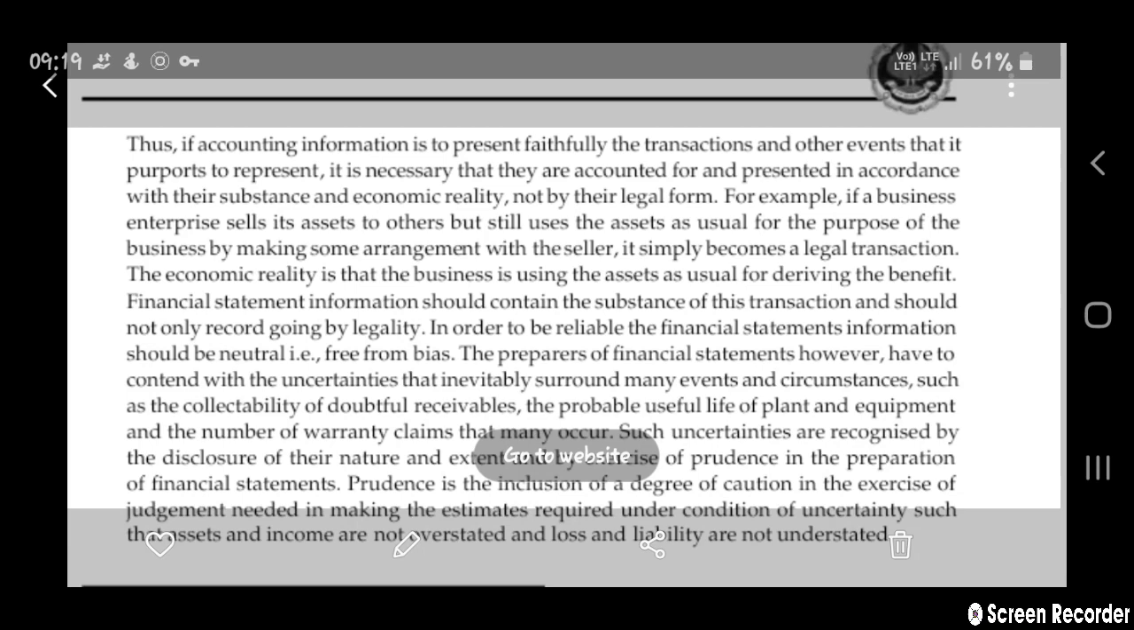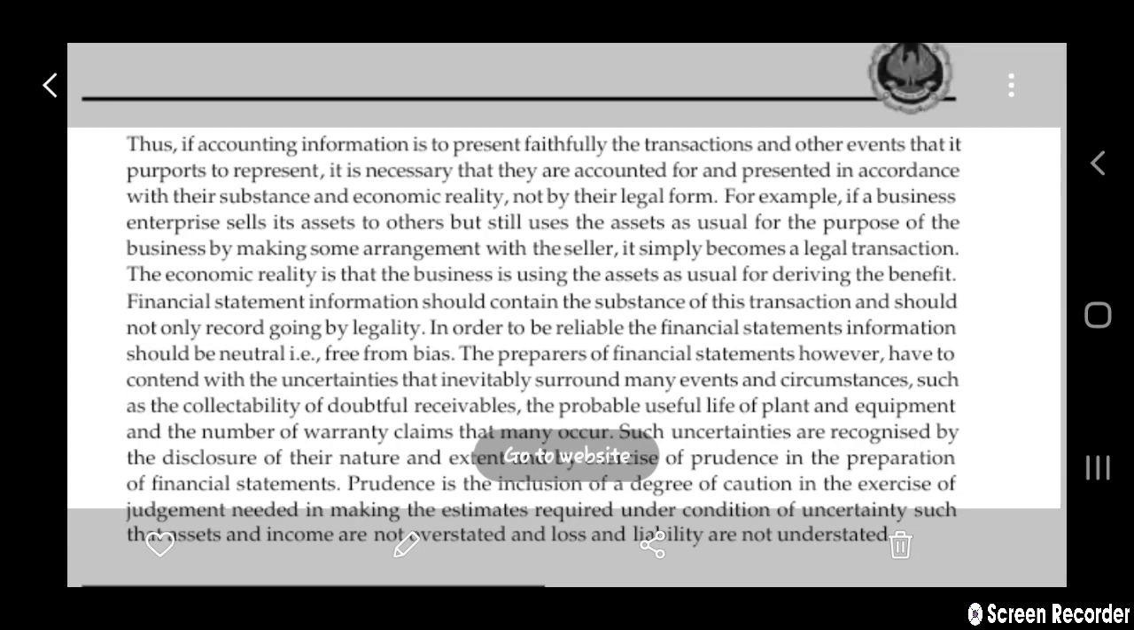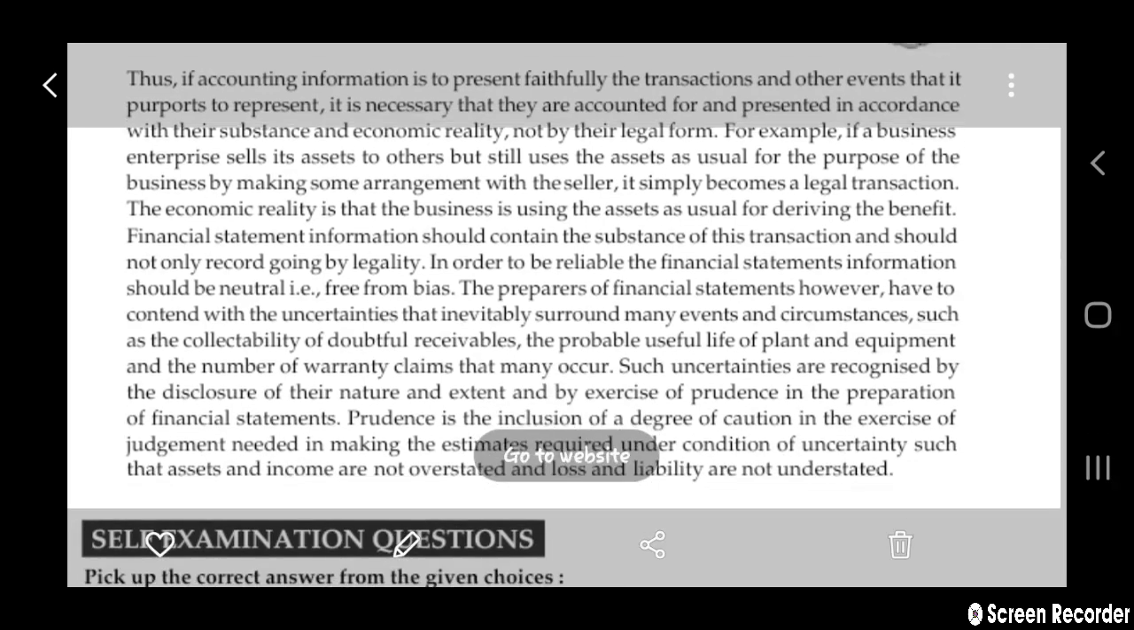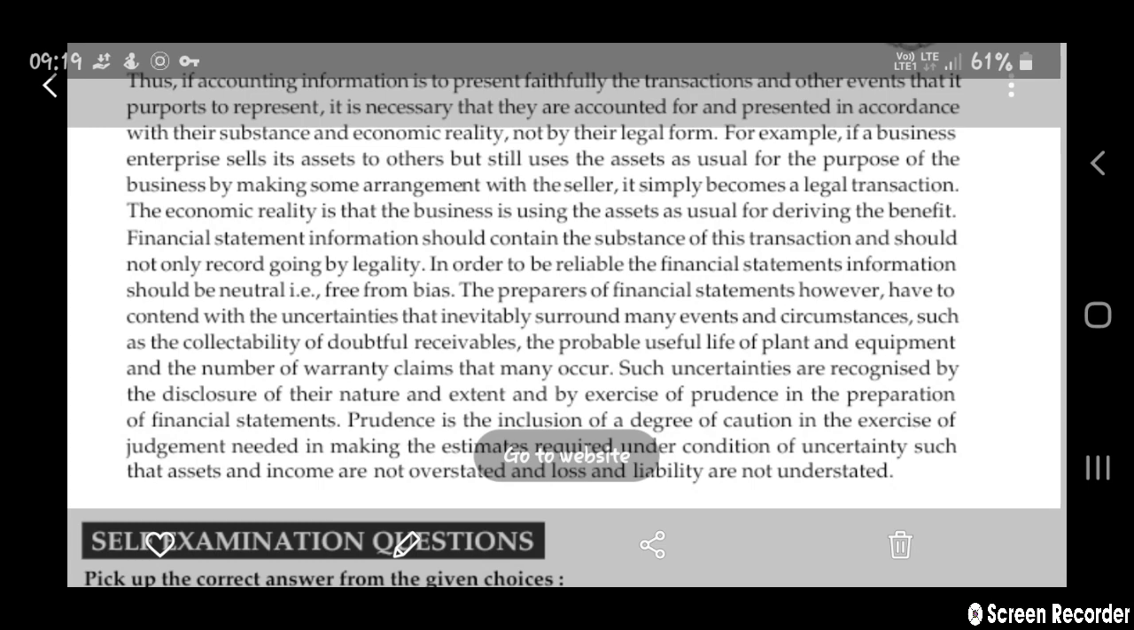It becomes a legal transaction, and the economic reality is that the business is using its assets as usual for getting its benefits. So financial statement information should contain the substance of this transaction, and should not only record it going by the legal form. In order to be reliable, the financial statement information should be neutral and free from bias.